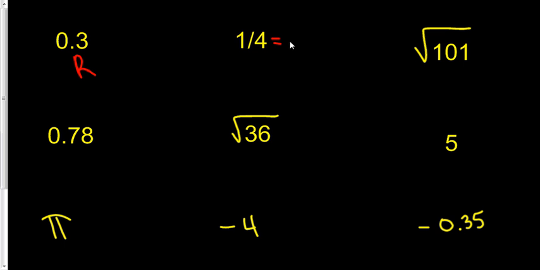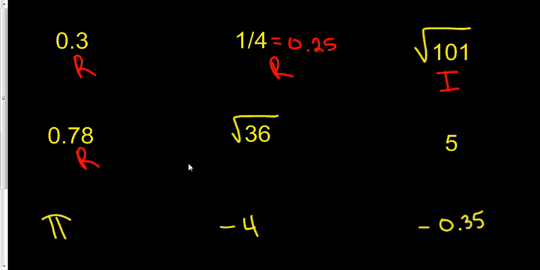1/4, how do we do that? 1 divided by 4 makes it 0.25, so that's a terminating decimal, it's rational. Square root of 101, you know what? It's not a perfect square root, so that decimal is going to go on forever, but it's not going to have any type of pattern to it. That's irrational. If you don't believe me, check it with your calculator.